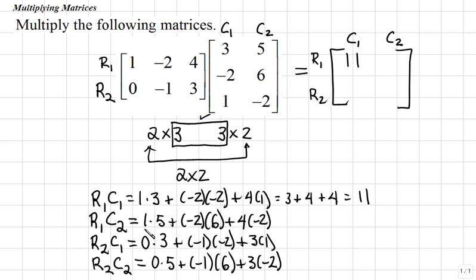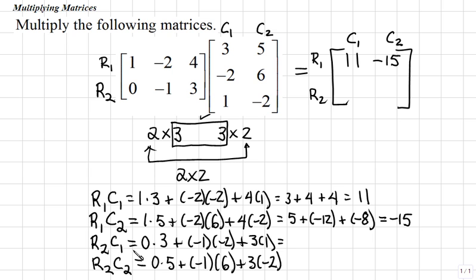For row 1, column 2, we'll get 1 times 5 is 5, plus negative 2 times 6 is negative 12, plus 4 times negative 2 is negative 8. 5 plus negative 12 becomes negative 7, and negative 7 plus negative 8 results in negative 15. So row 1, column 2 will become negative 15.